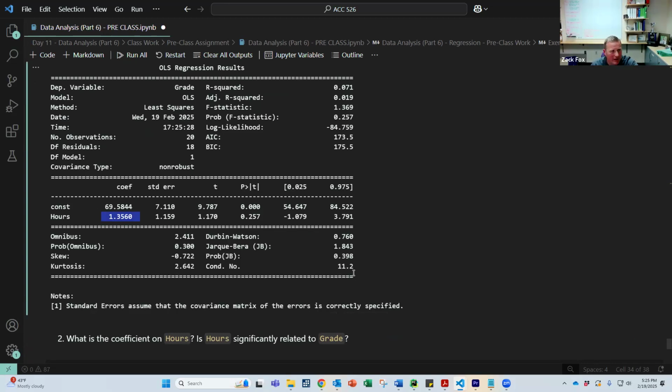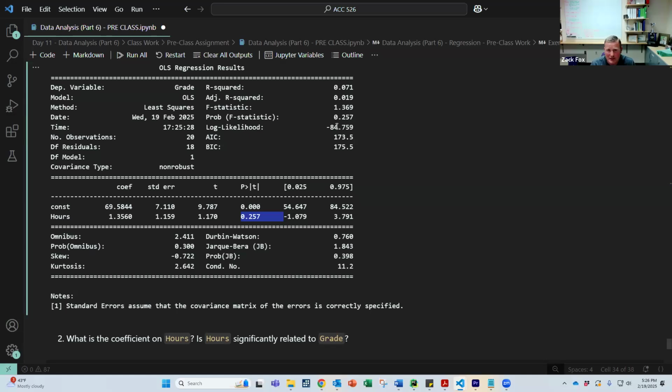However, the p-value on hours is much larger. It's 0.257, which is higher than the conventional level of 5%. So given this, we have insufficient evidence to reject the null hypothesis that the coefficient is equal to 0. That just basically means we don't know if there's any relationship between hours studied and your grade based off of this data. So in other words, we must conclude that there is no evidence of a statistical relationship between hours and grades.